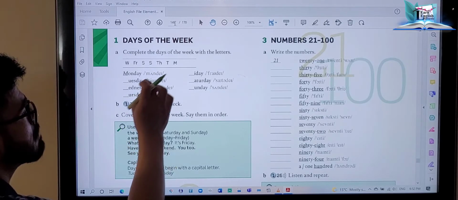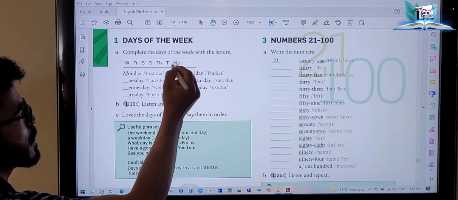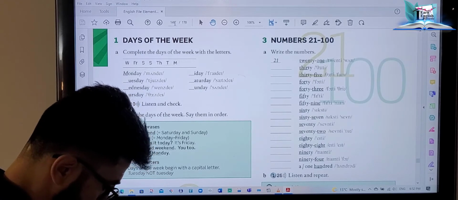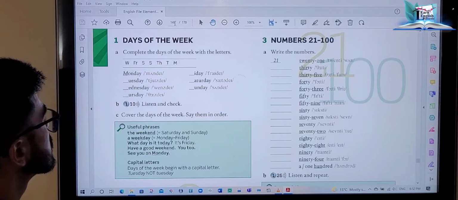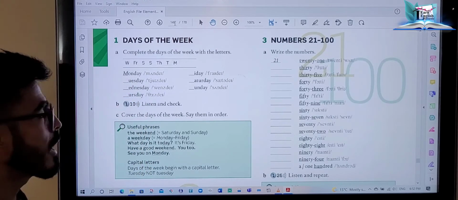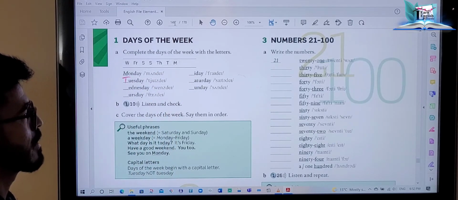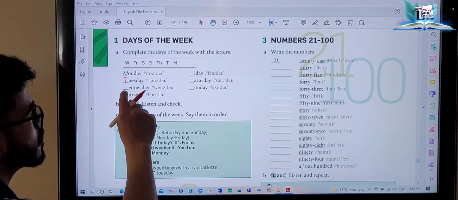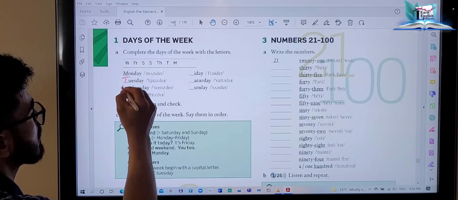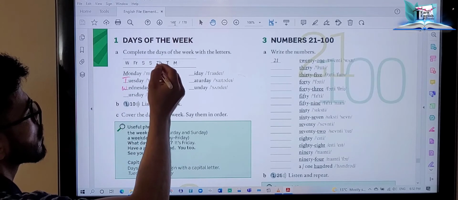So, number one is Monday. So, Monday, I just choose this one, M, and put it here. Monday. Okay? Let's use the red one. So, tell me what comes here. Can you tell me? Excellent. Very good. So, we can use T here. Tuesday. What comes here? Excellent, very good. So W comes here. Wednesday. So here we use this one.